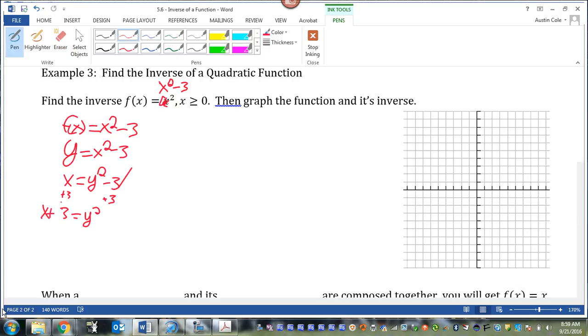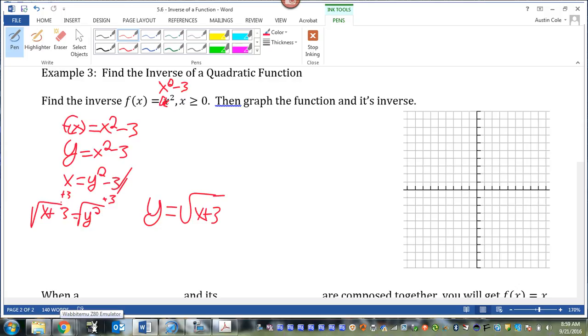So how do I get rid of the square root of y? Because I need y by itself for solving for y. Square. Take the square root. So I get y equals square root of x plus 3. Okay? So that's your inverse function.